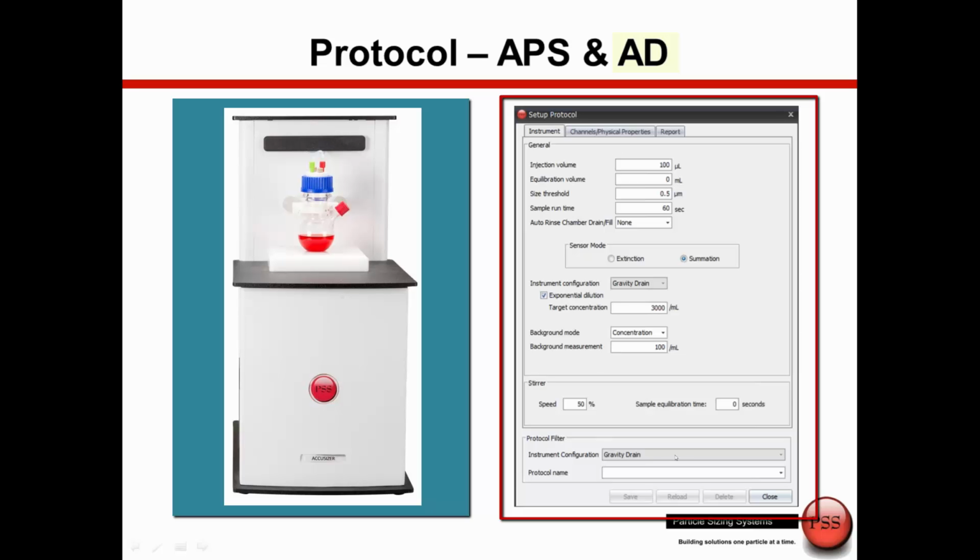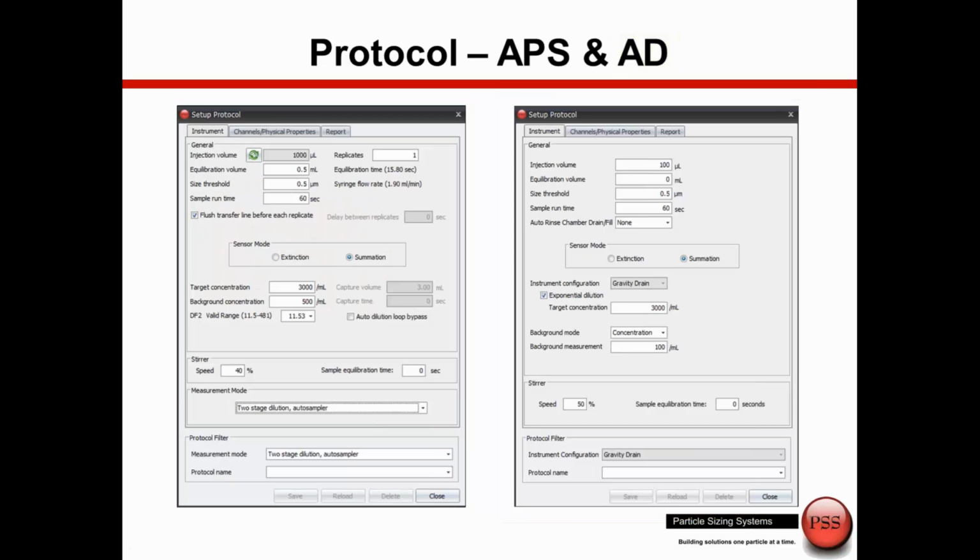Here we want to put in information such as the configuration. Are we going to do a gravity drain or a pumped meter drain? At what concentration do we want to begin our measurements? And the other information in terms of how we're going to perform the measurement. So these are very easy windows to configure the measurements how we want to perform them.